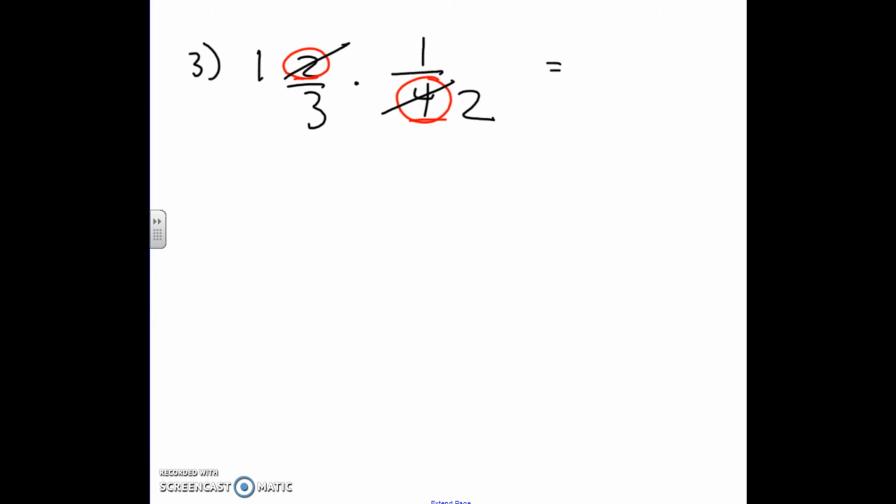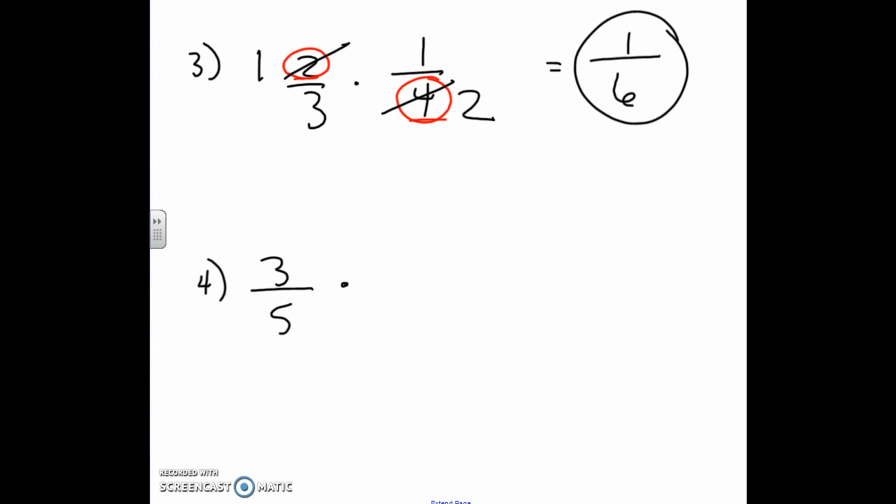So we multiply 1 times 1 gives us 1, and on the bottom 3 times 2 gives us 6. And our answer is 1 over 6. So I'm thinking that possibly we're still a little confused about that. So I want us to do one more example. Let's do 3/5 times 15 over 12.